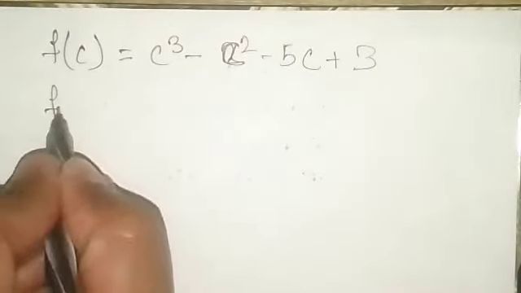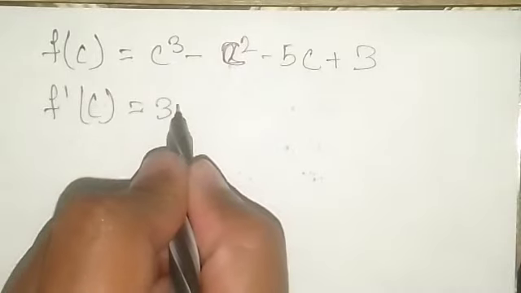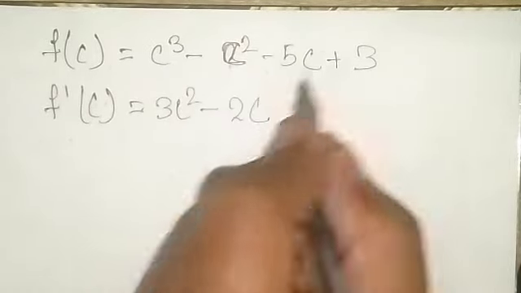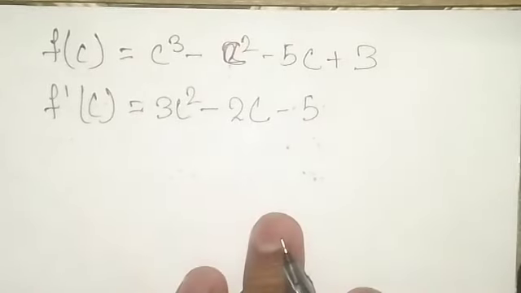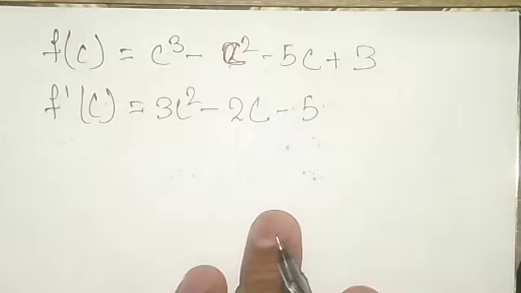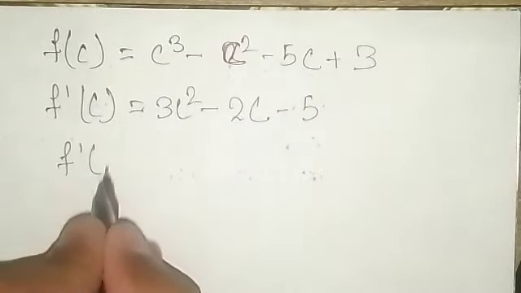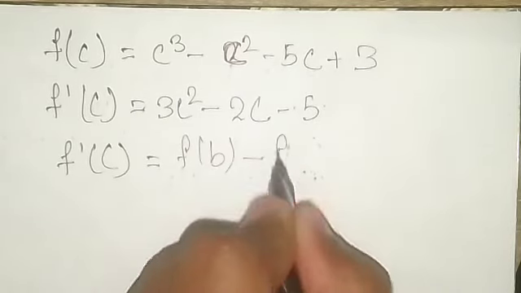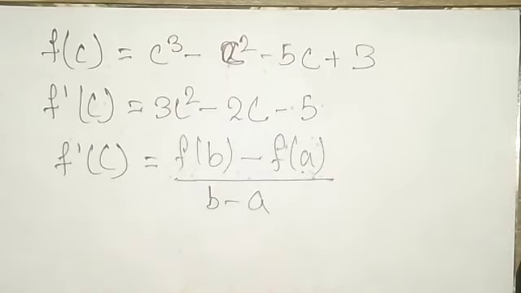So we can differentiate, that is f dash of c is equal to what? c cube differentiation is 3c square, c square differentiation is 2c, and 5c differentiation is minus 5, plus 3 is 0, right? So we got that f dash of c. Now we can say that f dash of c is equal to f of b minus f of a upon b minus a, right?